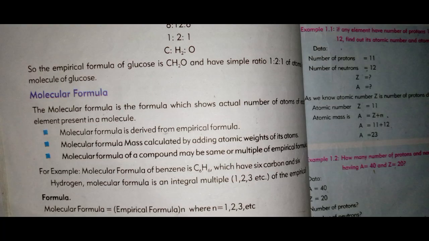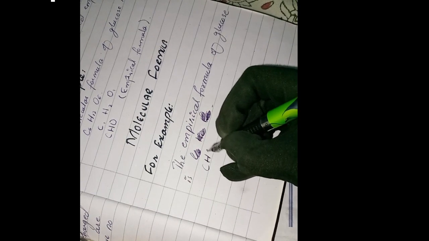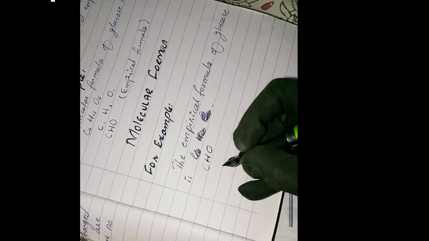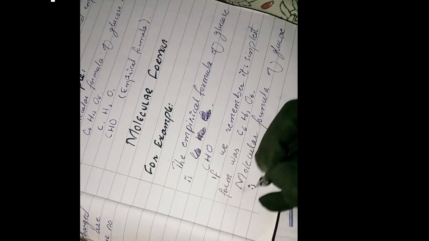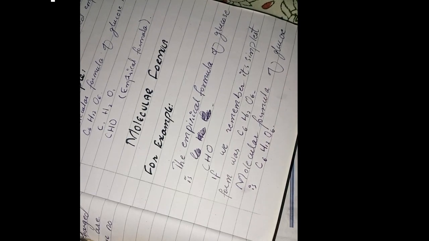The molecular formula is the formula which shows the actual number of atoms of each element present in a molecule. It is derived from the empirical formula, but we can also say that the empirical formula is derived from the molecular formula. For example, the empirical formula of glucose is CHO. If we go back, we derived it by dividing by 6. To find the empirical formula, we should divide to get the simplest form of the compound, but for the molecular formula, we just need the actual form of the compound.